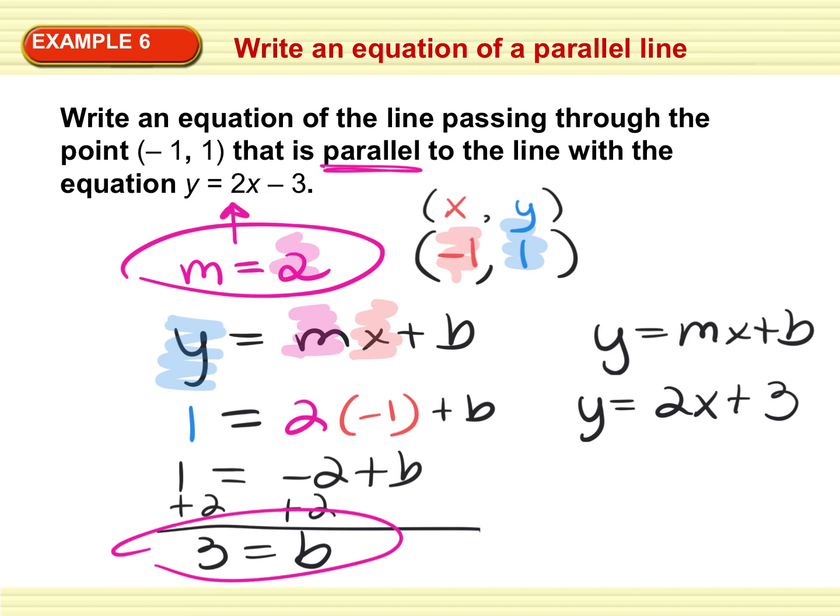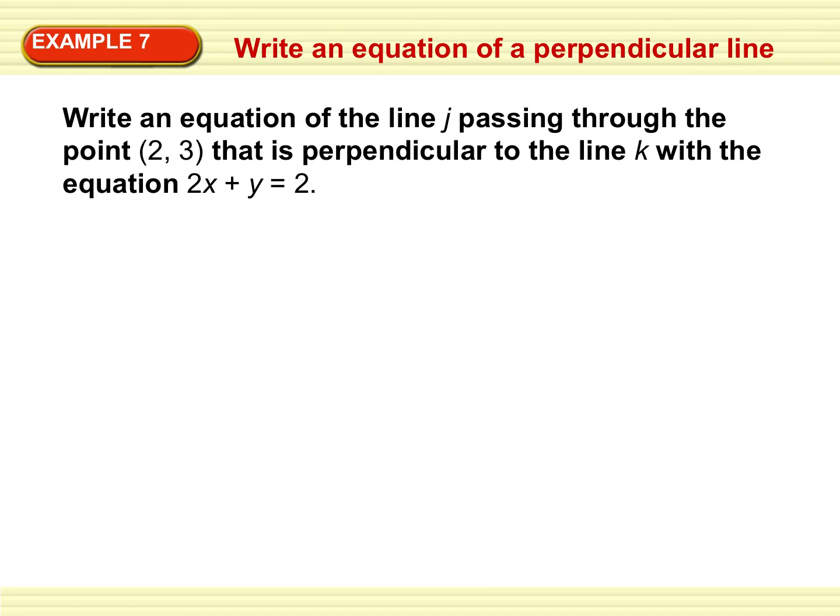The next one is the same thing, however, it's going to be perpendicular. Example 7. So this time they want an equation of a line J passing through the point 2, 3 that is perpendicular to the line K with this equation. So the first thing I need to do is take this equation and get it into y equals mx plus b. So I need to subtract.